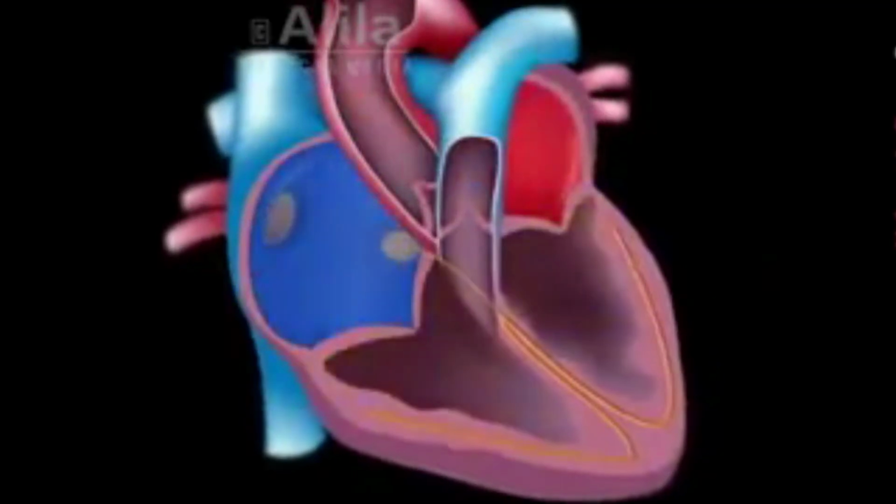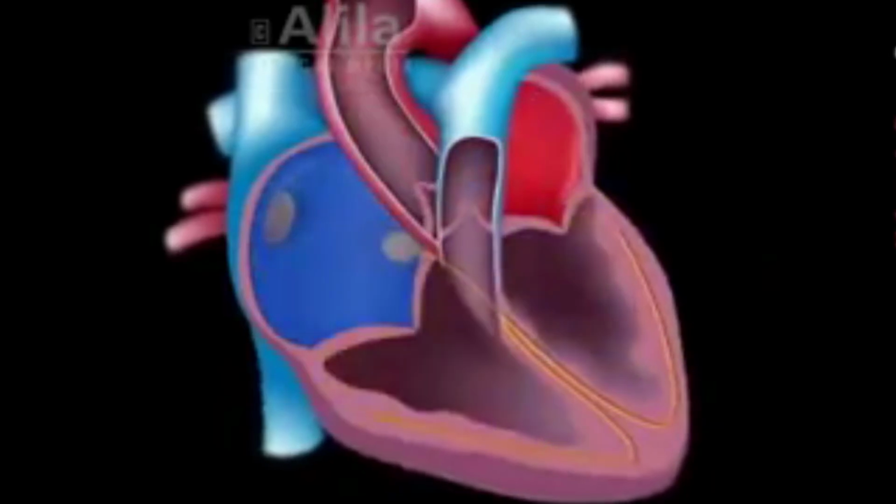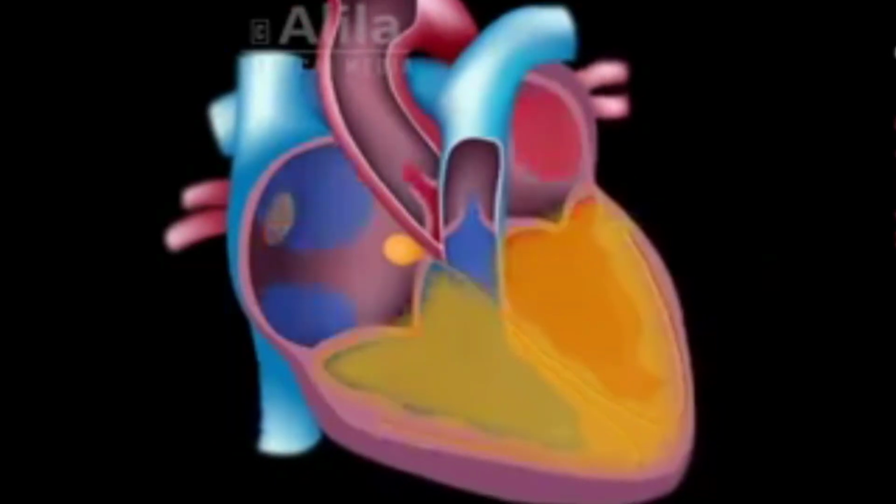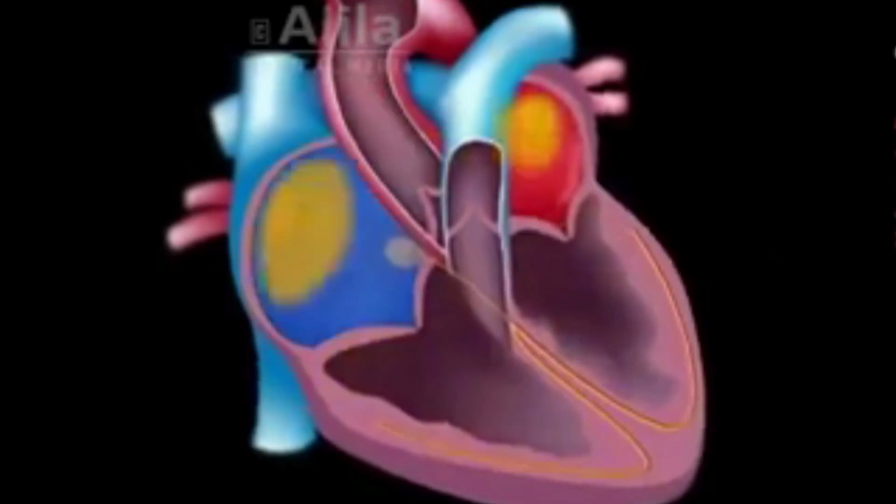Cardiac cycle can be divided into two major phases, the systole and the diastole, which refers to the contraction and relaxation of the cardiac muscles respectively. These two phases are divided into several subphases.